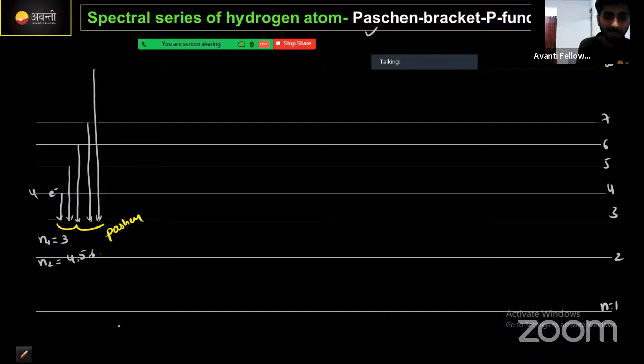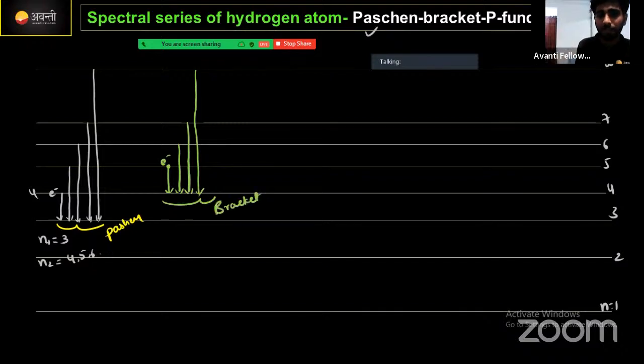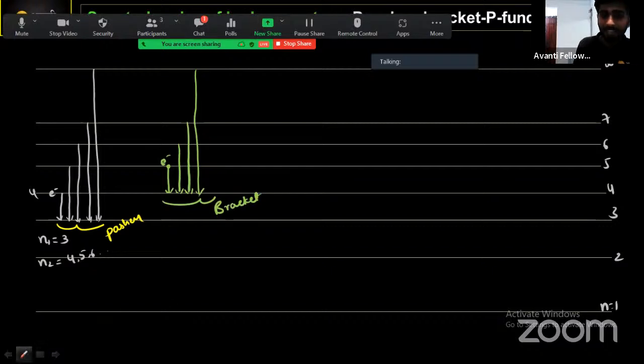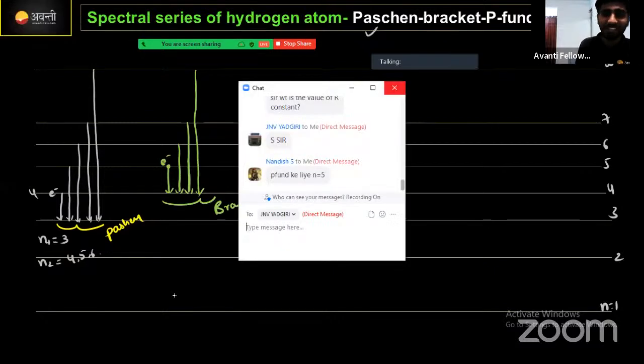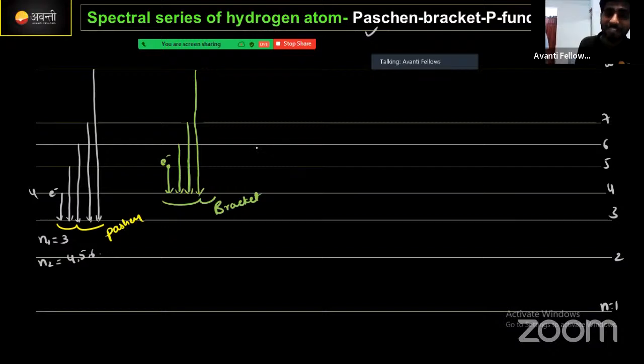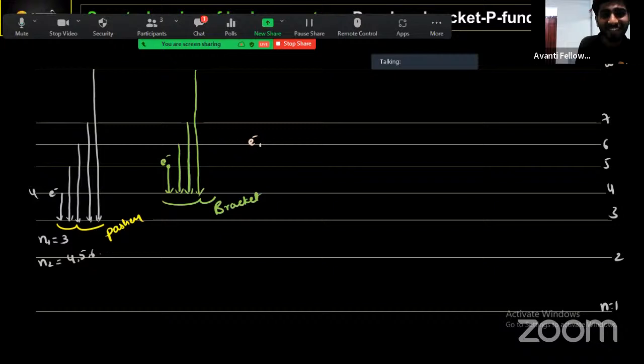Next one is the Brackett series. For the Brackett series the ground state is 4. The electron jumps from the fifth state to the fourth, sixth to fourth, and from infinity to the fourth state. This is all about Brackett. And the last one, Pfund. In the Pfund series the ground state is the fifth one. The electron jumps from sixth to fifth state, seventh to fifth, and like that from infinity to the fifth state. This is called Pfund.